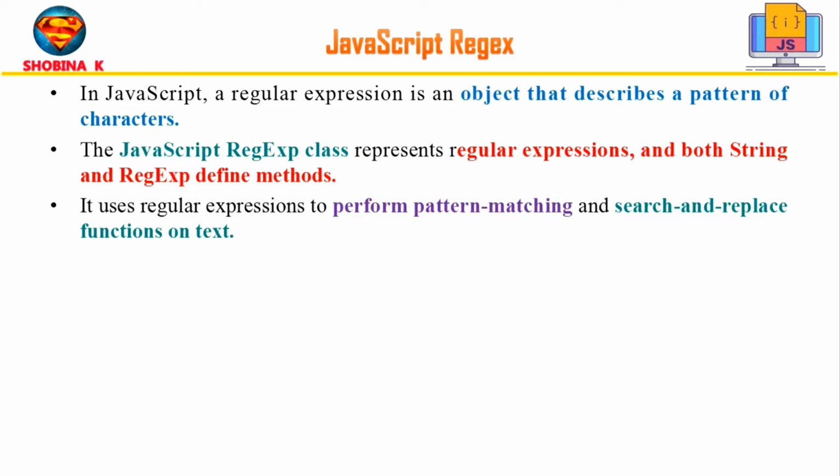Regular expressions in JavaScript are created with regex objects. Therefore, regular expressions are mostly JavaScript objects. In JavaScript, a regular expression is an object that describes the pattern of characters. The JavaScript RegExp class represents the regular expression, and both String and RegExp define methods that use the regular expression to perform pattern matching and search and replace functions on text.